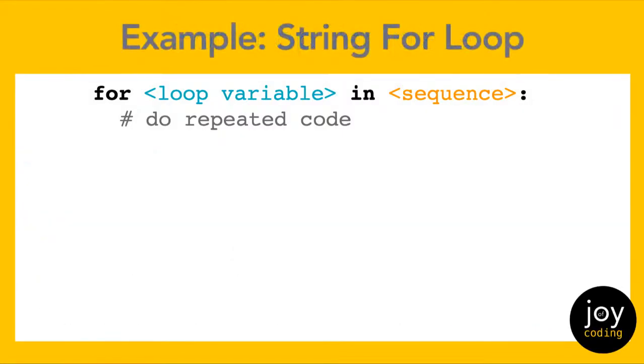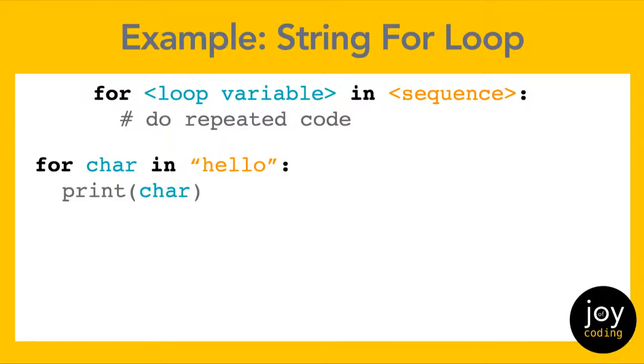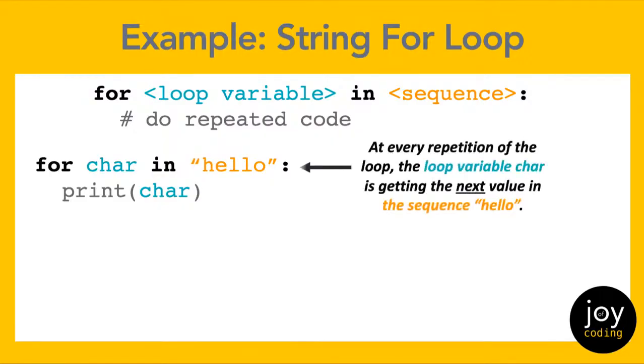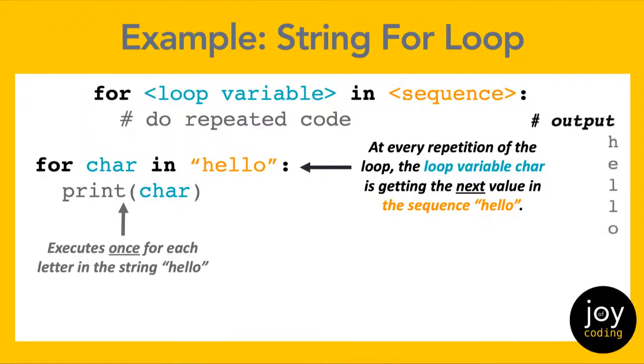So first, let's look at a for loop that uses a string. For char in the string "hello", print char. So at every repetition of the loop, the loop variable char is getting the next value in the sequence, the string "hello". And so our print is going to execute once for each letter in the string "hello". So this example code is going to output H-E-L-L-O all on separate lines.